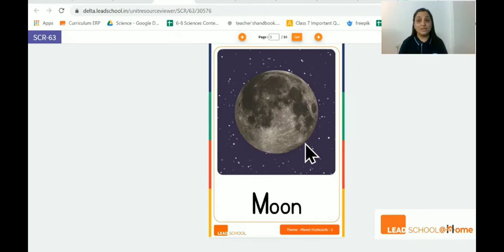Do you know what is this? Yes, this is something that you see every night in the sky. Now, can you tell me what is this? Correct, this is moon.